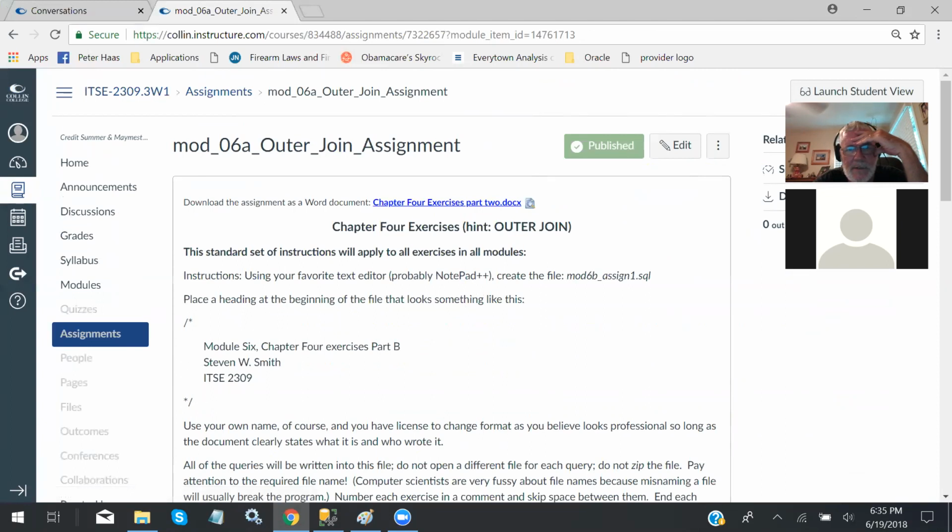Chapter 4 exercises. Hint, these are all outer joins. Okay, well, good grief. It's 6:35 and we're moving right along through this. Questions?